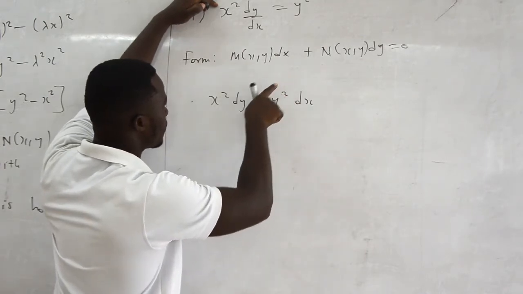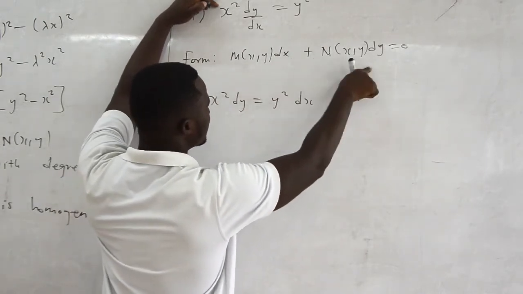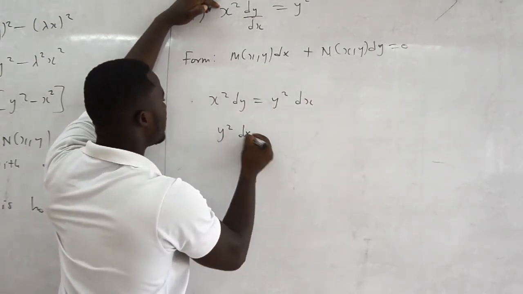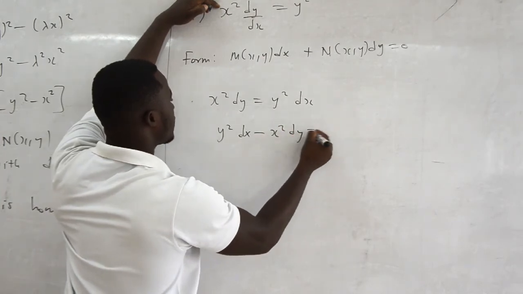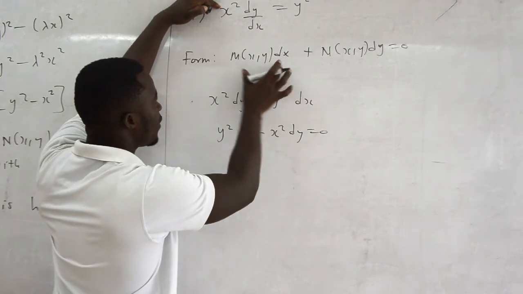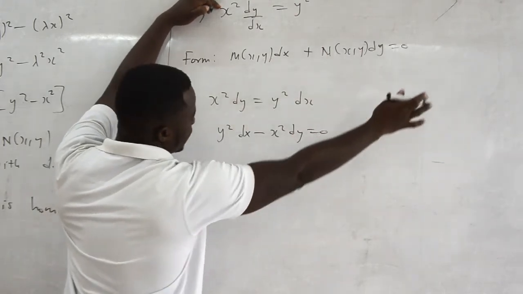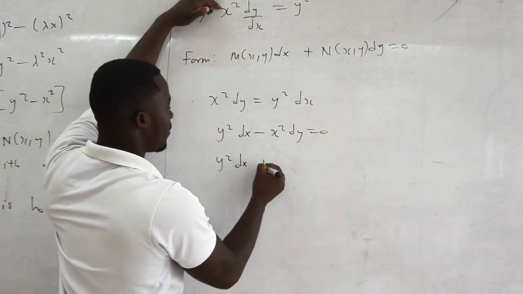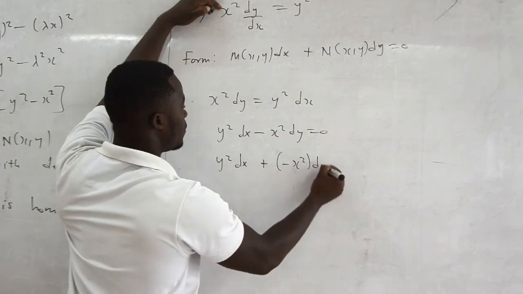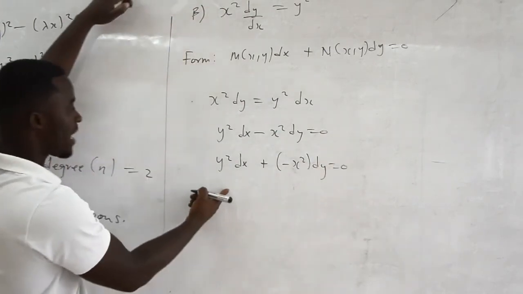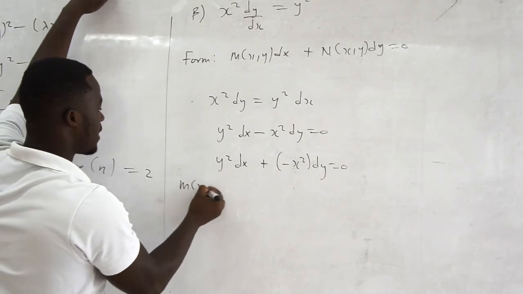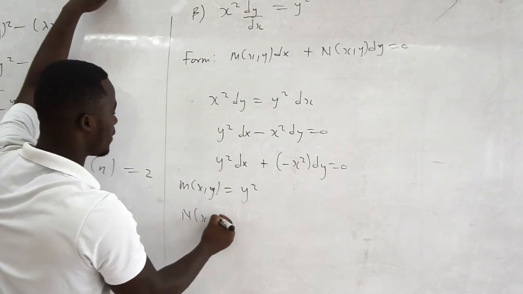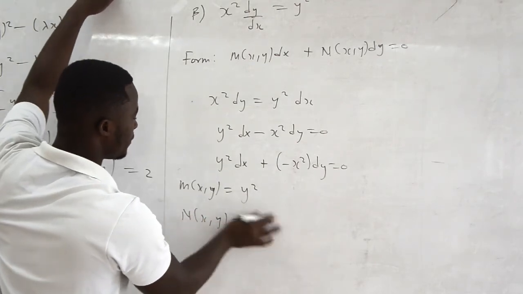So it's not the same form as this one. It's rather something dx plus something dy is equal to 0. Then I have to move this one to this side. Then I'll have y squared dx minus x squared dy is equal to 0. So the original form has something dx plus something dy is equal to 0, so I have to change this negative to a positive. Then I'll have y squared dx plus negative x squared dy is equal to 0. Then from here I can say that my M of x y will be equal to y squared, and my N of x y will be equal to negative x squared.